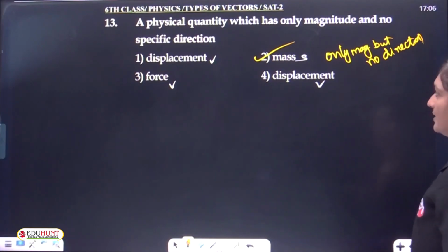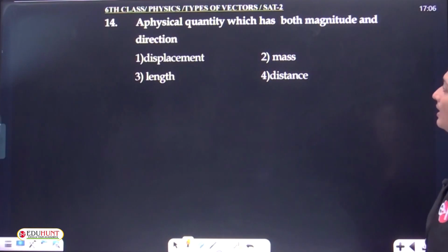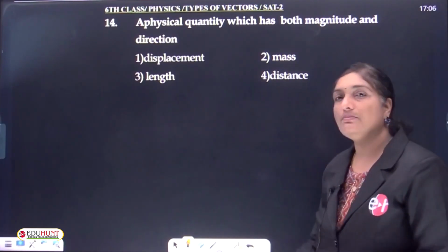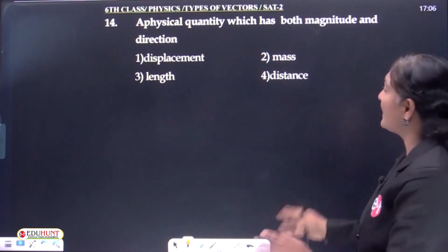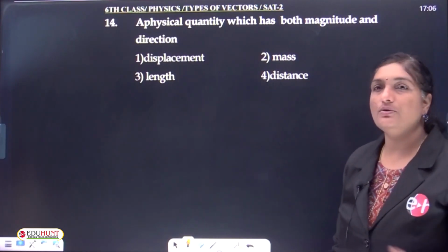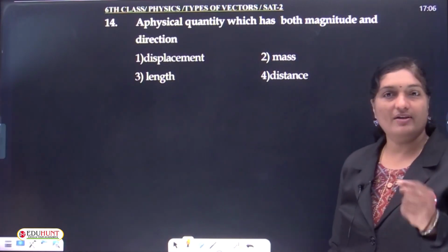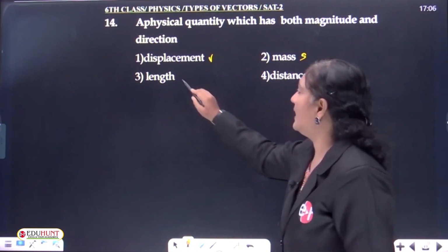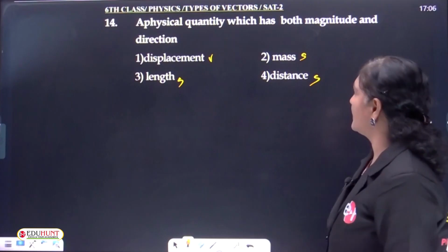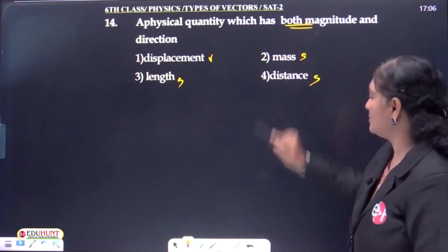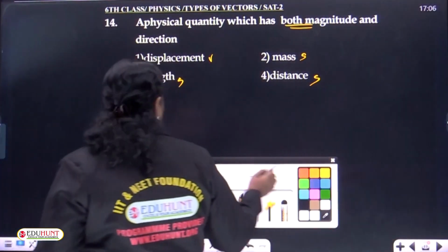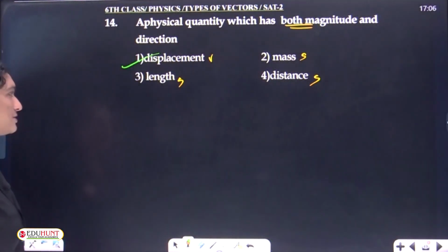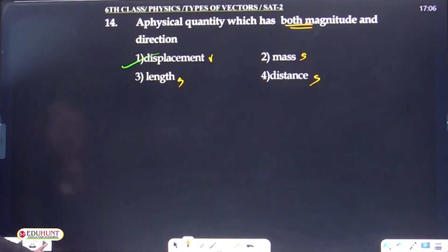So moving ahead with the next one, children, 14th question. A physical quantity which has both direction as well as magnitude. Both magnitude and direction means it must be a vector quantity. Okay. So displacement vector, mass is a scalar, length is a scalar, distance is a scalar. You are asking both magnitude and direction means it must be displacement. So option number 1 must be true.